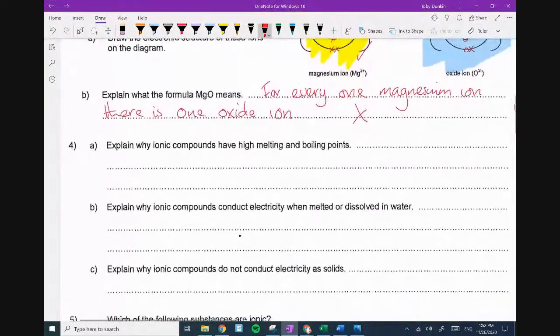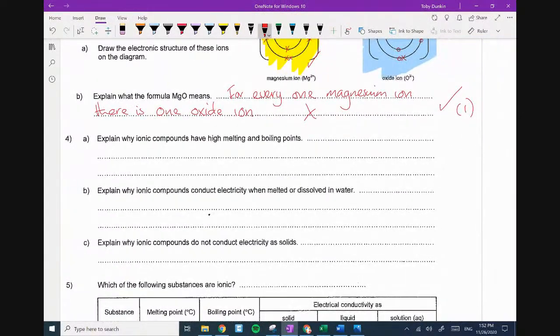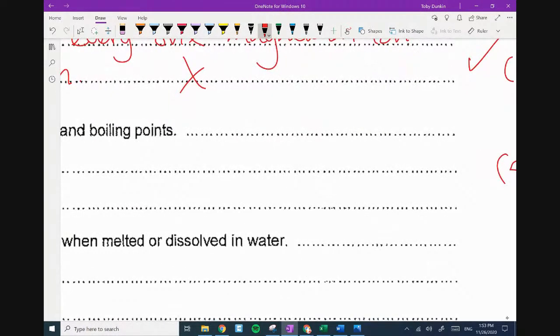Next, explain why ionic compounds have high melting points. Right, so they haven't actually given us an actual compound here. They've just said in general, so that's great. It's 5 marks, and yes, I'm sorry about the lack of space. So structure, yeah, ionic compounds. Ionic compounds have a giant ionic lattice structure.